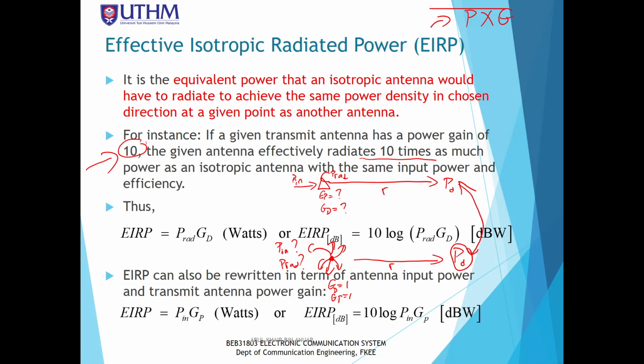So what is this actually? The strength of the transmitted power, EIRP, is equal to P radiation multiplied with GD, or P input multiplied with GP. Okay. Sekejap.